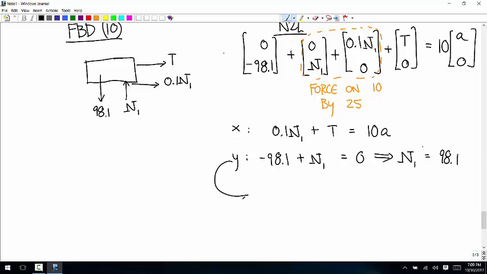And so then use that in the x equation. And it says 0.1 times 98.1, so 9.81. That's just 0.1 times the normal, plus T is equal to 10a.